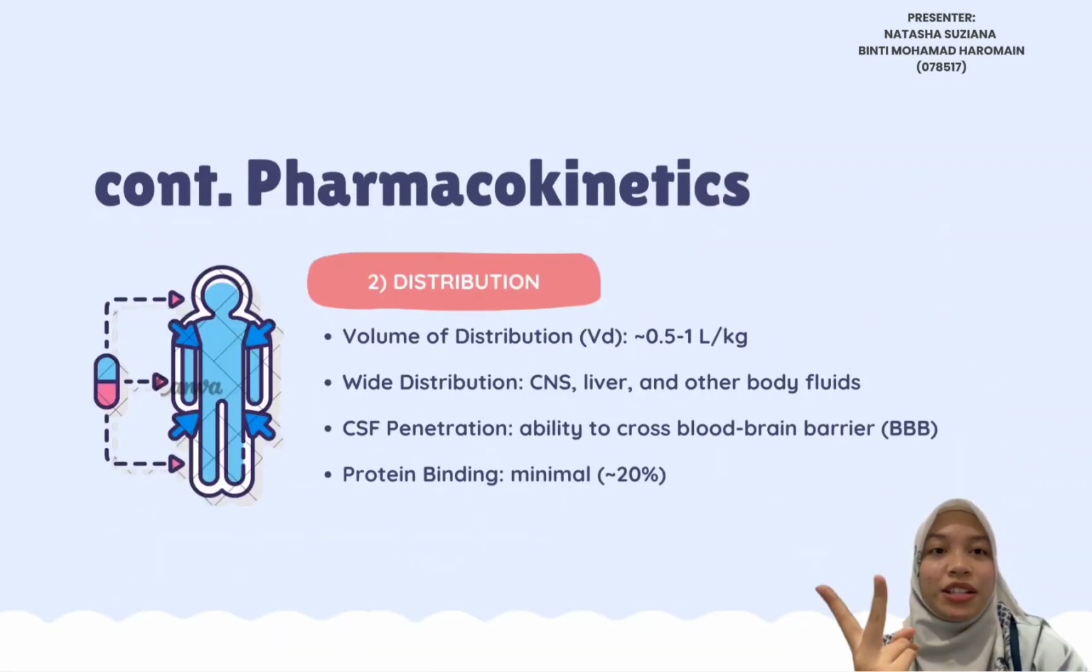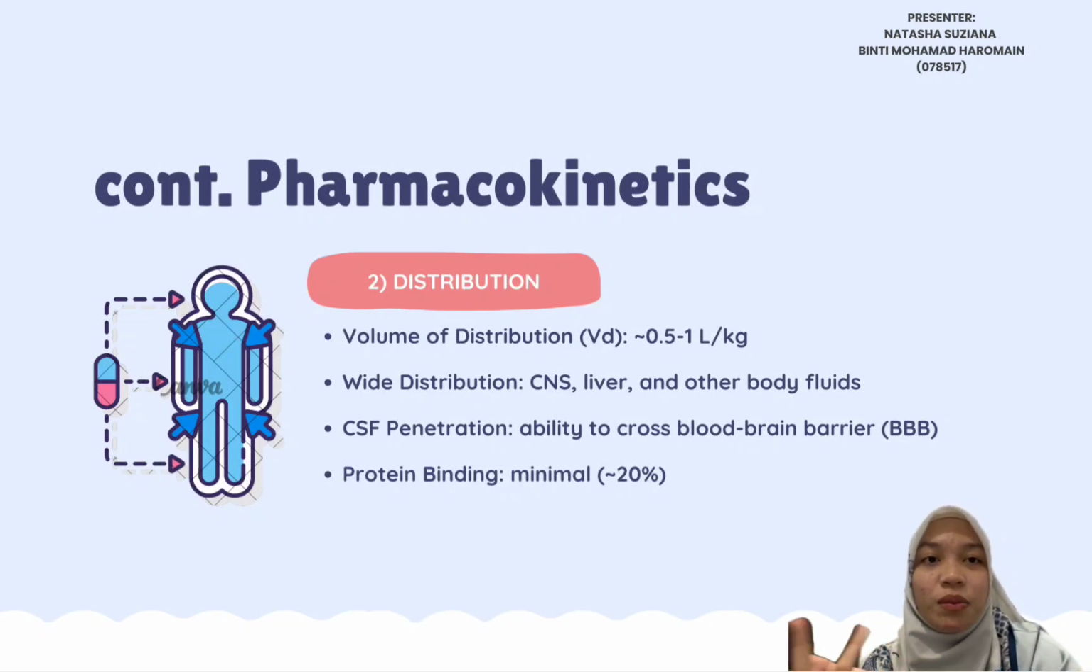Next one is distribution. Metronidazole volume of distribution is around 0.5 to 1 liter per kilogram, which means that this drug can be widely spread throughout the body. So there is wide distribution to the central nervous system, liver and other body fluids, and it has CSF penetration, which means the drug has the ability to cross the BBB, making this drug more effective in infections in the brain and also spinal cord. Next one is protein binding. It has minimal protein binding, around 20%. It means minimal drug interaction.